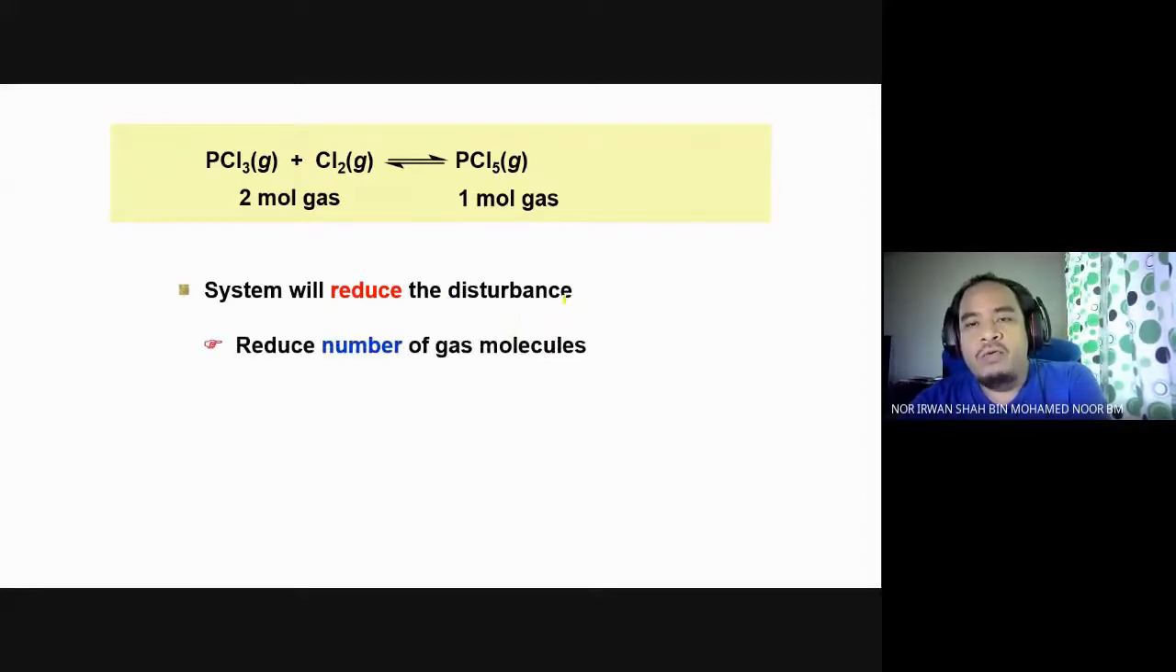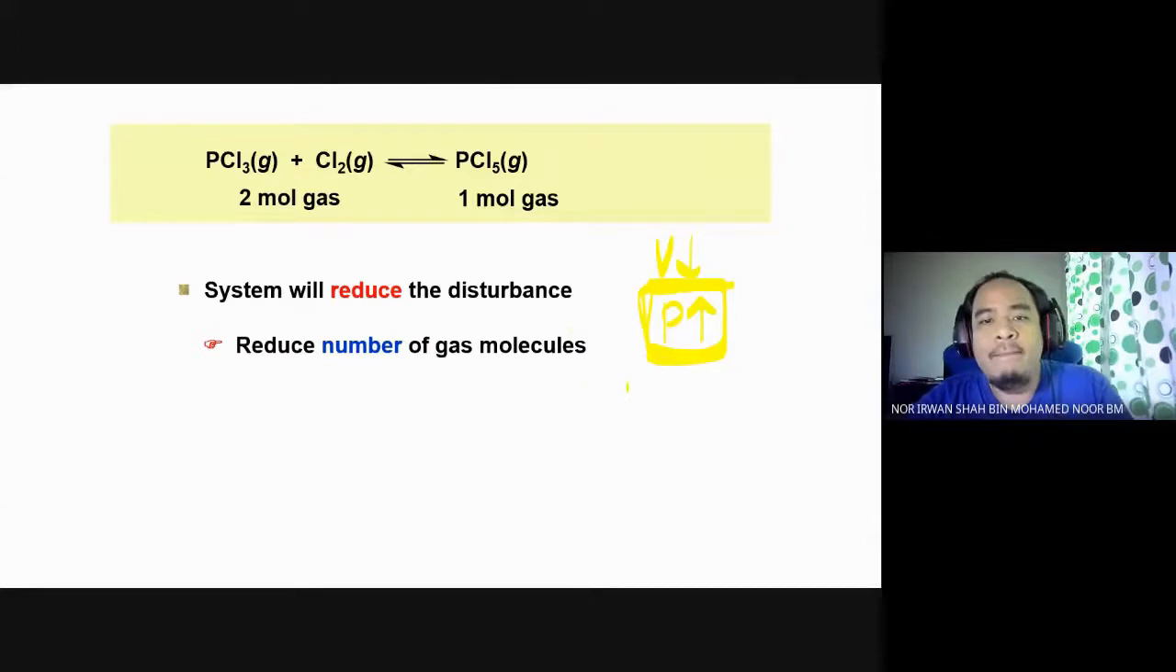Since the volume decreases, the pressure increases. So this is what the system will do: the system will decrease this increased pressure. How to do that? The system can't change the volume because we have compressed the gases. So in order to reduce the pressure with the same volume, the system will reduce the number of gas molecules.